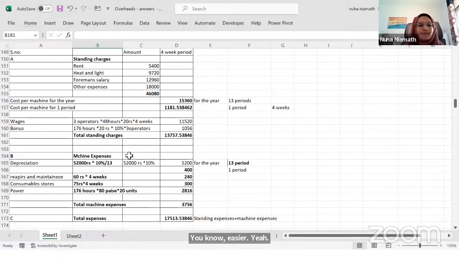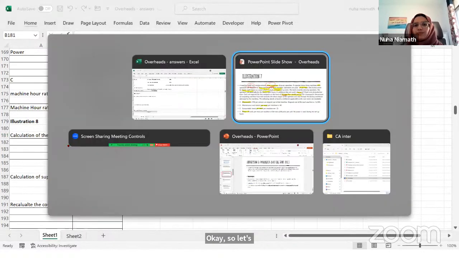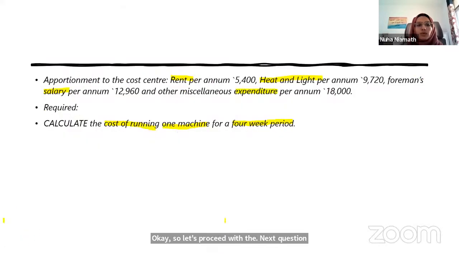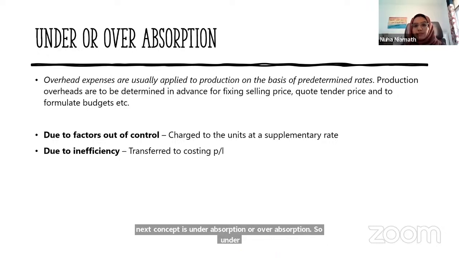Okay. So let's proceed with the next question. The next concept is under absorption or over absorption. So under absorption is, let me take my Excel sheet again.